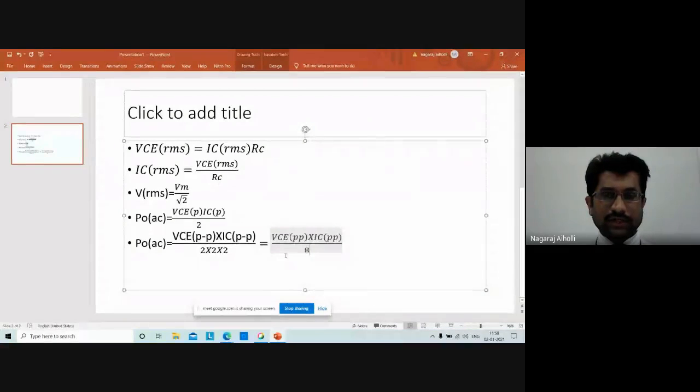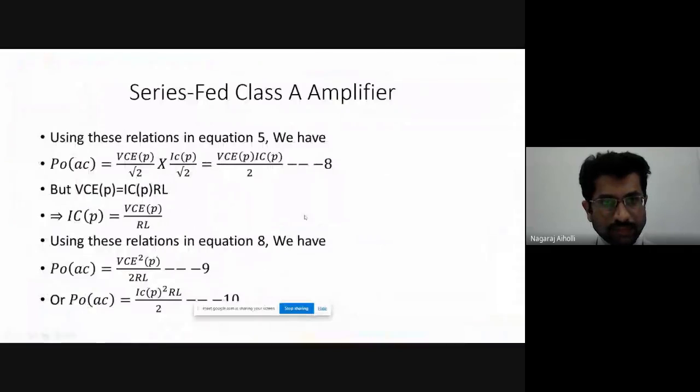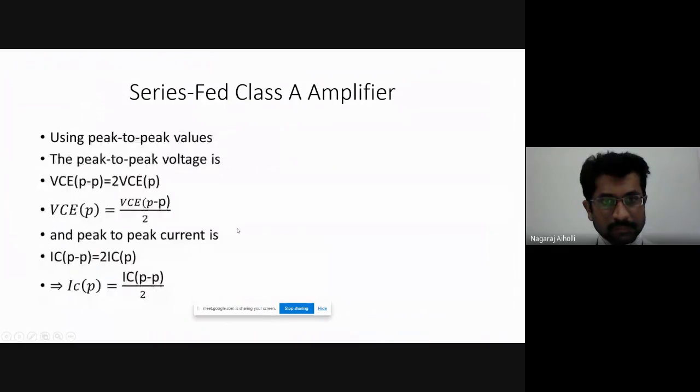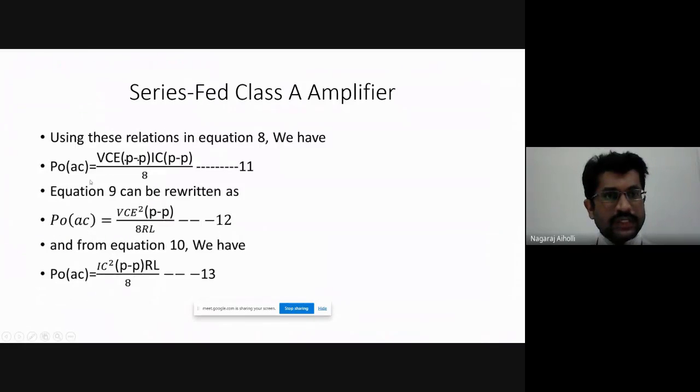So this is the equation that we are getting, that is written here: P naught AC is equal to VCE peak to peak into IC peak to peak divided by 8. Fine. Let us number it as equation 11.